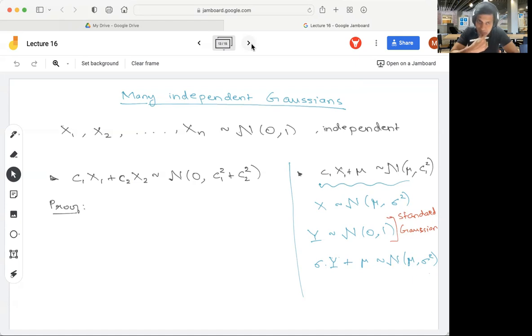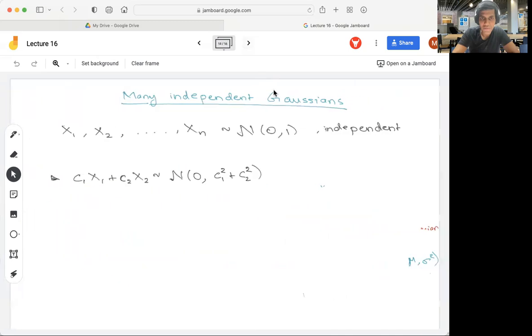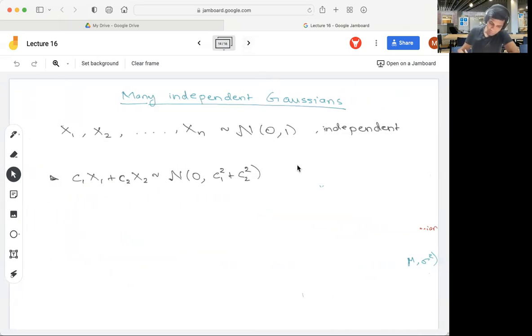But let me point out that if we don't have independence, then this may not be true. Then not only can we not necessarily compute the variance, but we have to be careful whether the linear combination is a Gaussian or not.